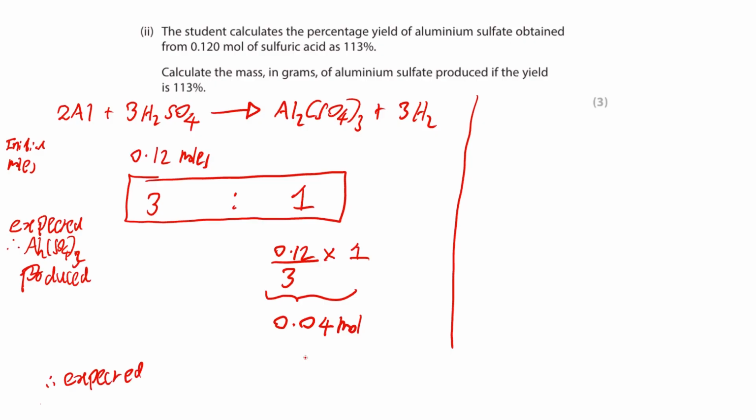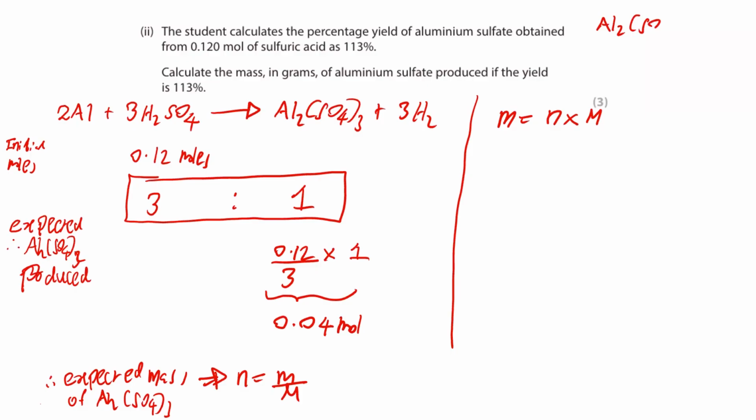Expected mass of aluminium sulfate, Al2(SO4)3. We know that number of moles equals mass divided by molar mass. Therefore, mass equals number of moles times molar mass. Molar mass of aluminium sulfate, we have to do the calculation. So aluminium sulfate molar mass, Al2(SO4)3. Aluminium is 27, so there are 2 of them.